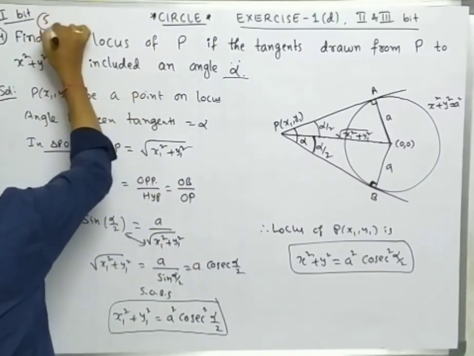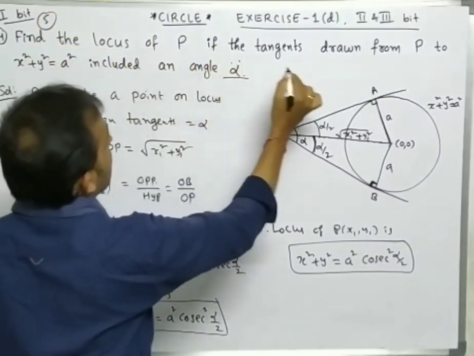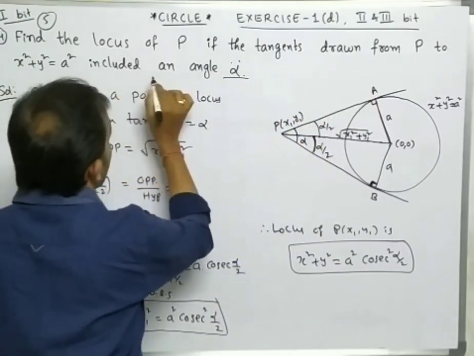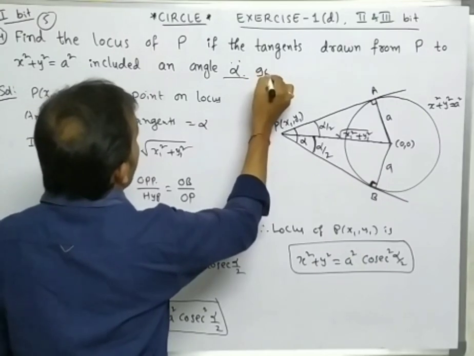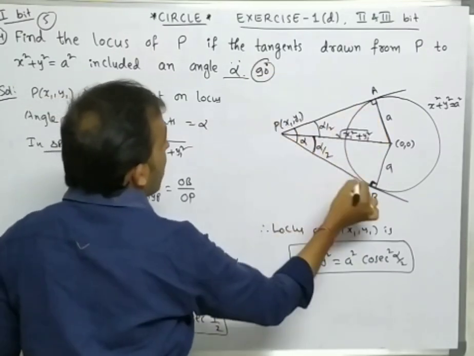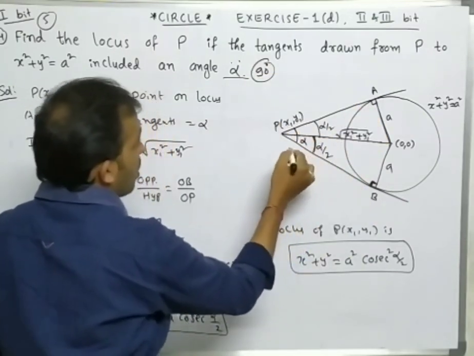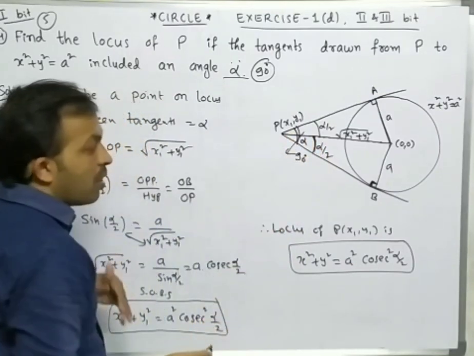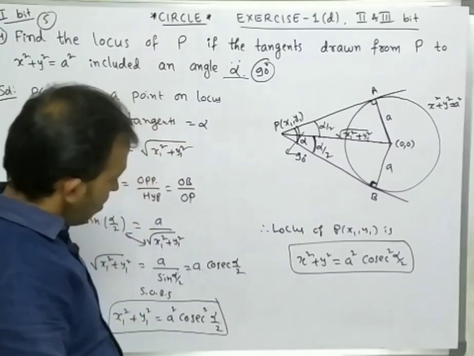Next, the fifth problem is the same problem. Find the locus of P if the tangents drawn from P to x square plus y square is equal to a square are inclined at an angle of 90 degrees. So these two tangents are mutually perpendicular. So this angle alpha is 90 degrees. Then what is the locus? Simple, do the same as before.